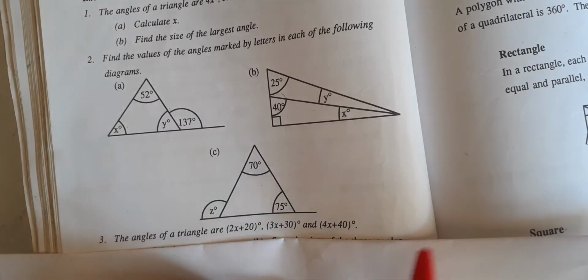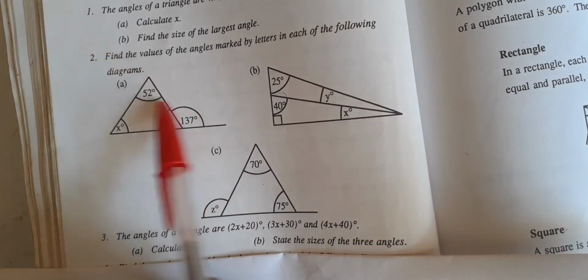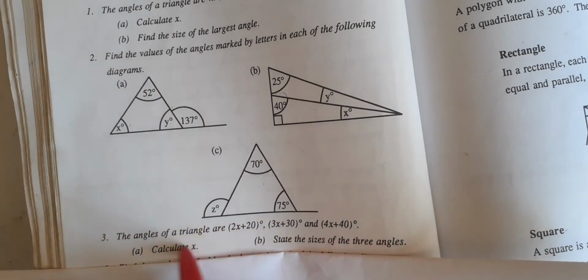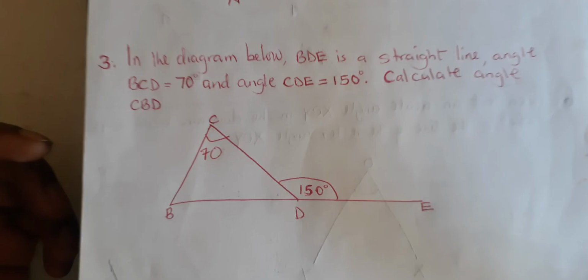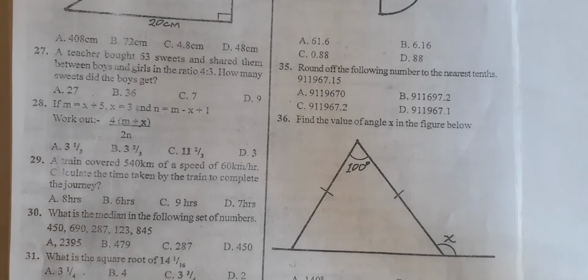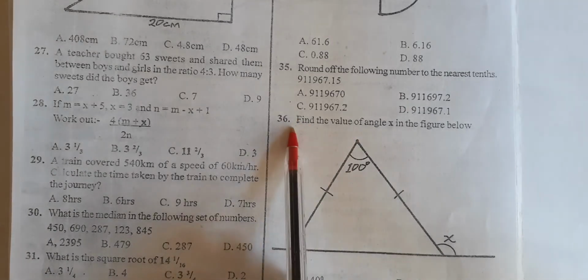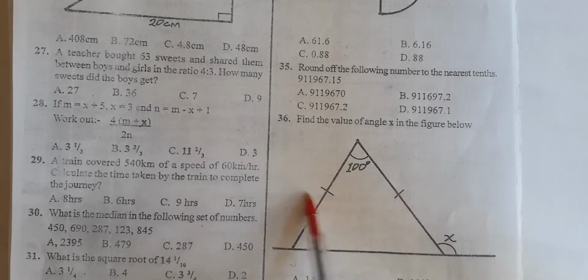You can copy these questions here. This one, 1, 2, 3, and we also have this one here, and this one. You pause the video and copy them. I'm giving you as many as possible. There is this one also. Copy question 36. That's all. You should know what this means.